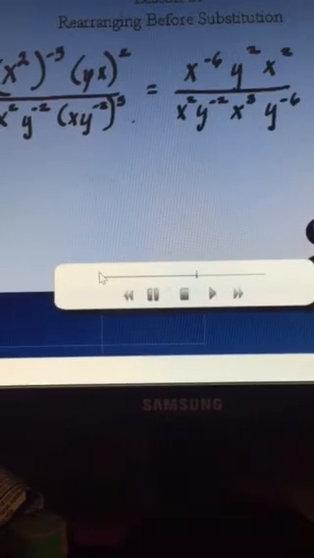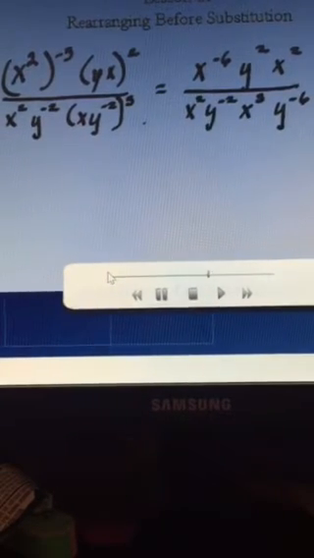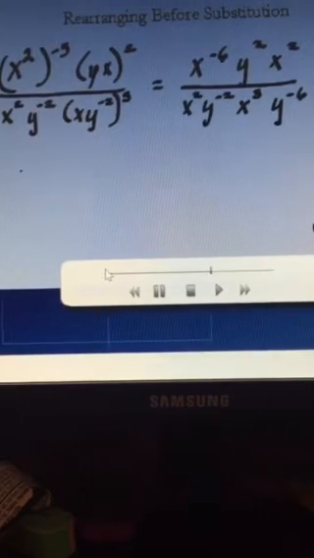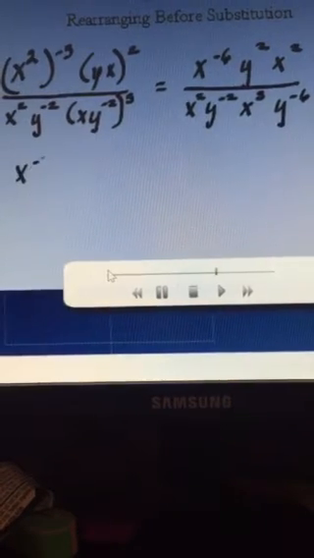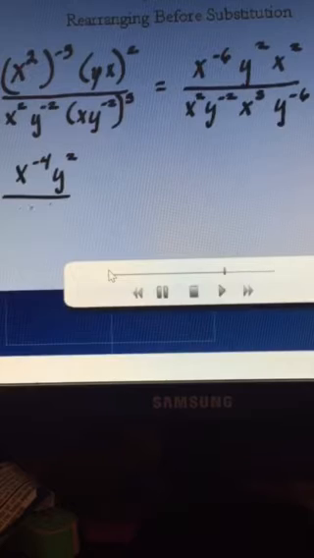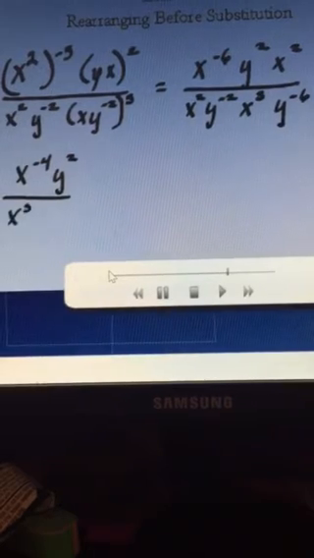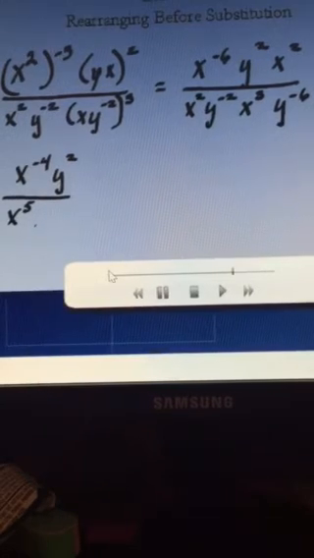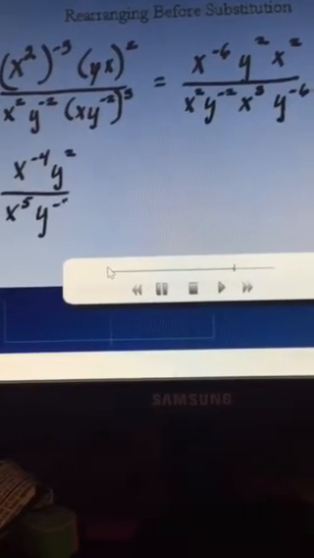We'll combine any of our exponentials that have the same base. Like on top, we have x to the negative 6 and x to the second would give us x to the negative 4th and y squared. On the bottom, we have x to the second and x to the third. That gives us x to the 5th. And then we have y to the negative 2 and y to the negative 6 gives us y to the negative 8.